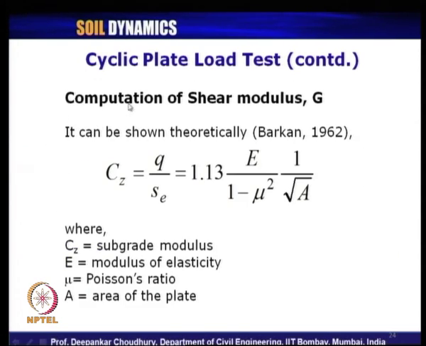Now, how to compute the shear modulus from this cyclic plate load test? It can be shown theoretically, as proposed by Barkan in 1962, that Cz is defined as the subgrade modulus, similar to our static case of soil subgrade modulus. What is subgrade modulus? The unit of subgrade modulus is pressure per unit displacement. So, in this case, from the cyclic plate load test, the dynamic subgrade modulus that we are computing is the slope of the curve q by S_e.